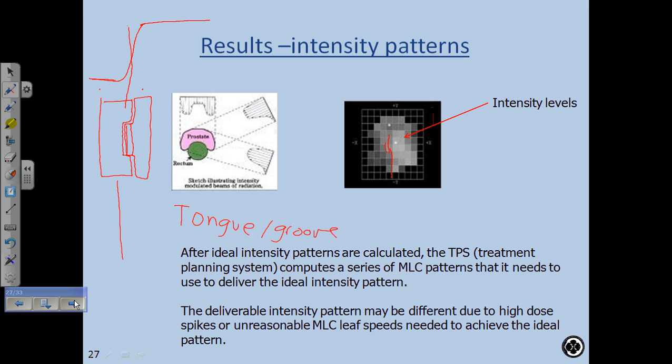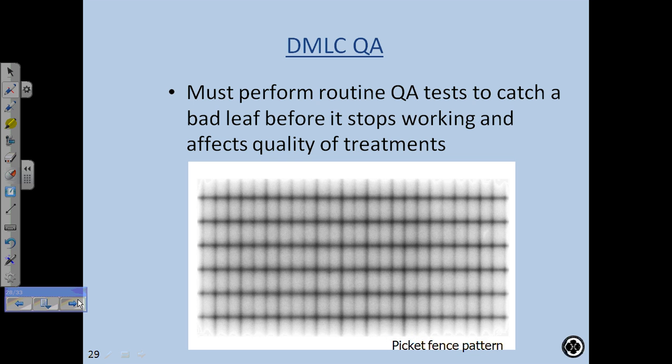Okay, this is just a pretty picture. Okay, QA. So we've got to QA these dynamic MLCs, right? We've got to make sure they're moving correctly and moving to the right spots. Have you guys heard of the picket fence test? The picket fence test moves all the leaves together, and it's a way of testing the position of the leaf tips to make sure they're going to the right spot.